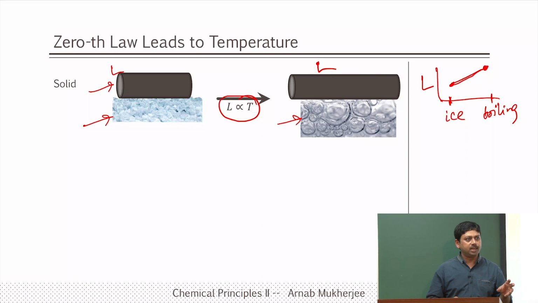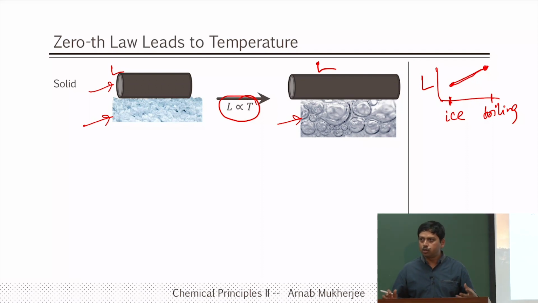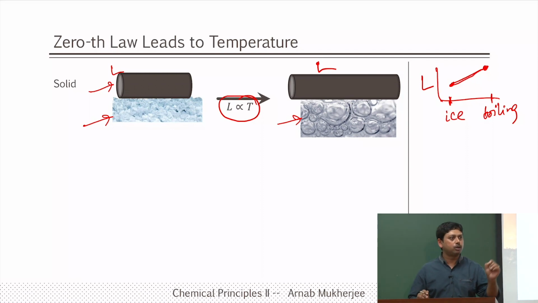However, this expansion of metal with temperature is very small. The coefficient of thermal expansion is not very high. So, for a very small change in temperature, it is very difficult to see or measure the change in the length of the metal.